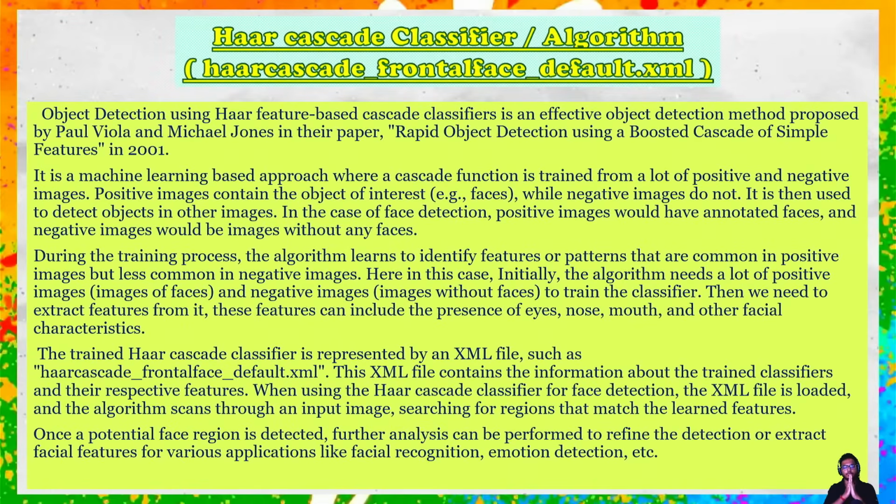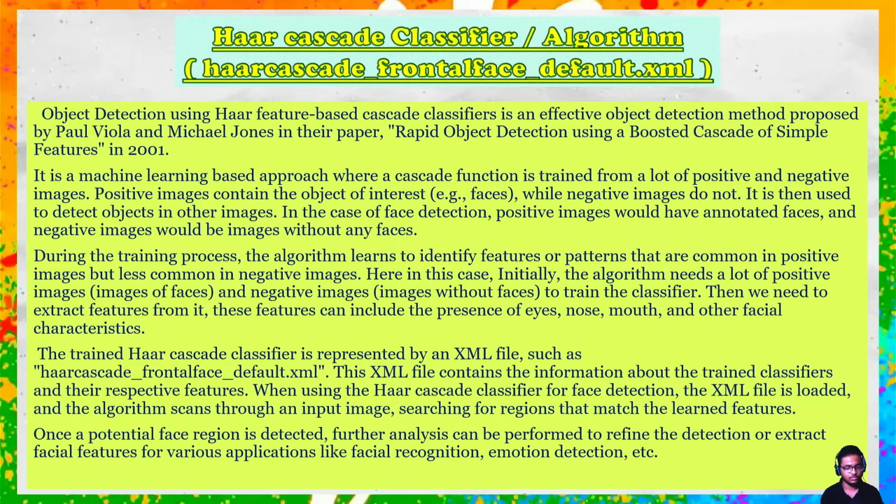So, about this algorithm, let's say some short history of it. The Haar cascade algorithm, object detection using Haar feature based classifiers, is an effective object detection model proposed by Paul Viola and Michael Jones in their research paper Rapid Object Detection Using a Boosted Cascade of Simple Features in 2001. Basically, it's a machine learning based approach where a cascade function is trained from a lot of positive and negative images. Positive images contain the objects of interest, while the negative do not. Then it is used to detect objects in other images. In case of face detection, positive images would be annotated faces, and the negative images would be images without faces.